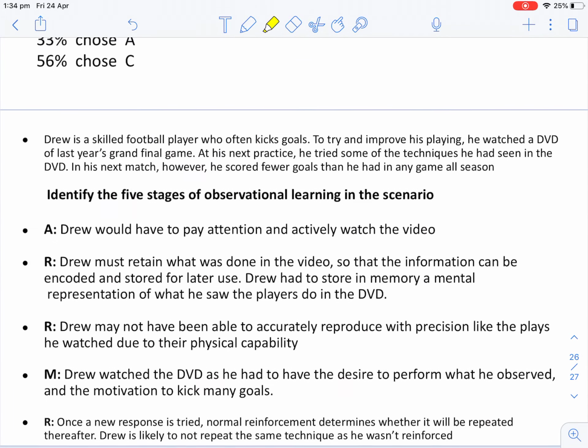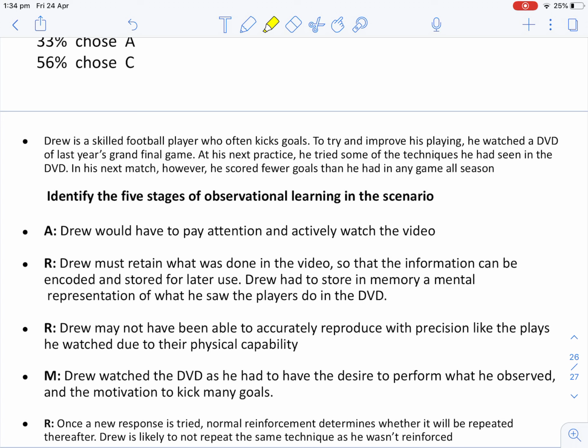This is not an exam question, but it was inside our class slide, so I just thought that I would go through it. In terms of ARMA, the steps in observational learning. Drew is a skilled football player who often kicks goals. To try and improve his playing, he watched a DVD of last year's grand final game. At his next practice, he tried some of the techniques he had seen in the DVD. In his next match, however, he scored fewer goals than he had in any game all season. So he scored fewer after watching the DVD and trying some of these new techniques. So his observational learning obviously didn't go that well. Identify the five stages of observational learning in the scenario.